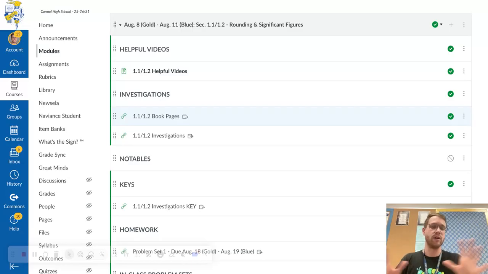Once we get that online textbook, though, it'll have a bunch of different tools that they can use, such as calculator steps, videos, extra practice, things like that, that I'm looking forward to being able to show them and have them use in class.